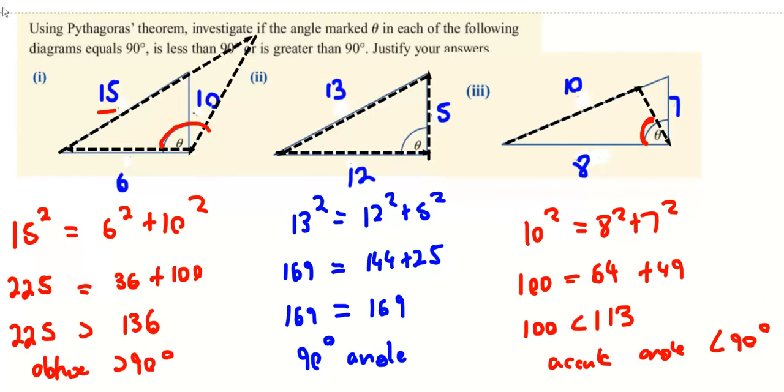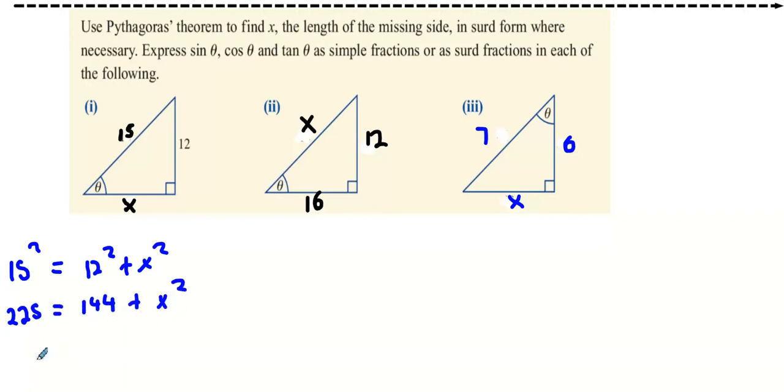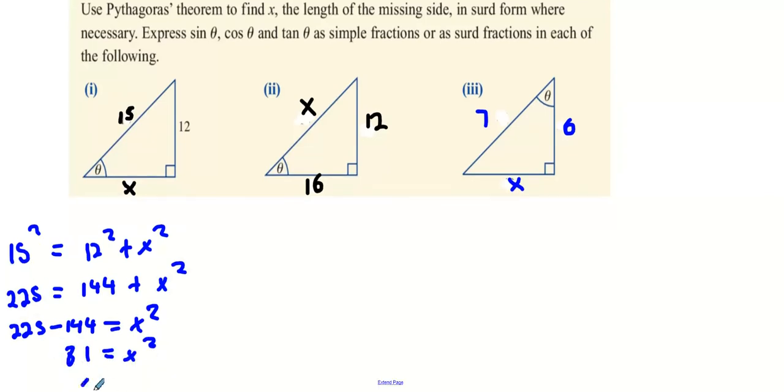All right. Next question then is the bottom three questions, which I can do here. So we're going to do Pythagoras' theorem for all three of them. I'll start off by doing Pythagoras' theorem for all three questions, okay? So we get 15 squared equals 12 squared plus x squared. 225 equals 144 plus x squared. 225 take away 144 equals x squared. 81 equals x squared. x must equal 9, because you square root 81 to get 9.